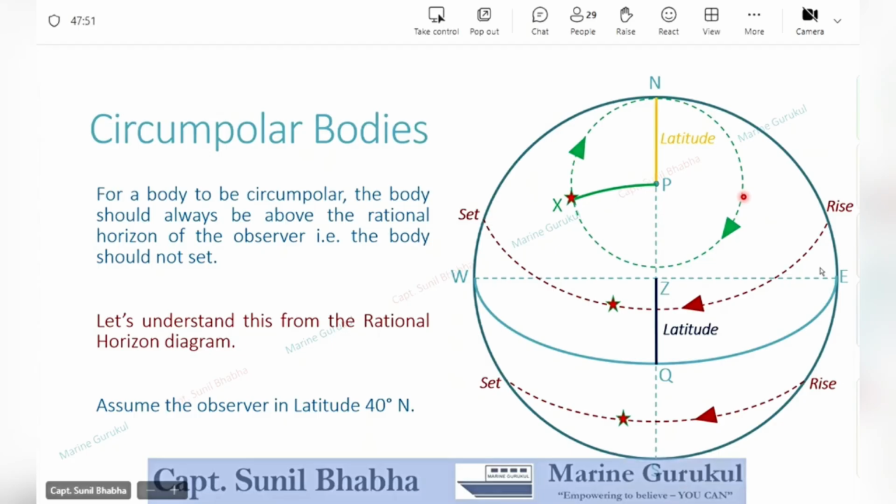So one thing we have seen from this diagram, that it is certainly not possible to have a body circumpolar with Lat and Dec of opposite names. So one condition which we can pick up from this rational horizon diagram is that for a body to be circumpolar, the first condition is the latitude and declination. Latitude of the observer and declination of the body should be of the same names.